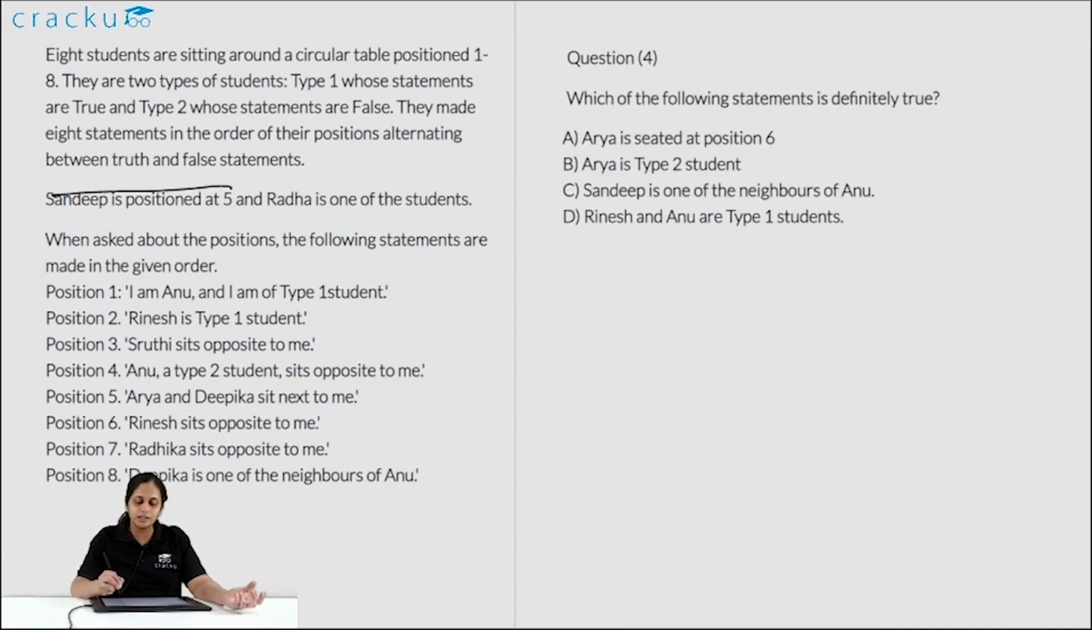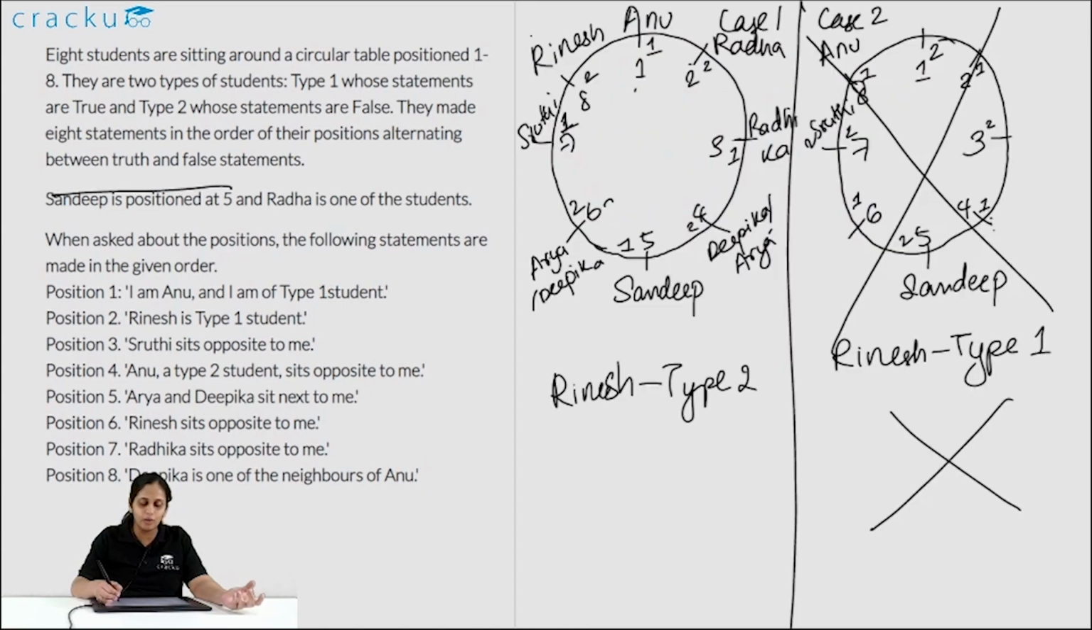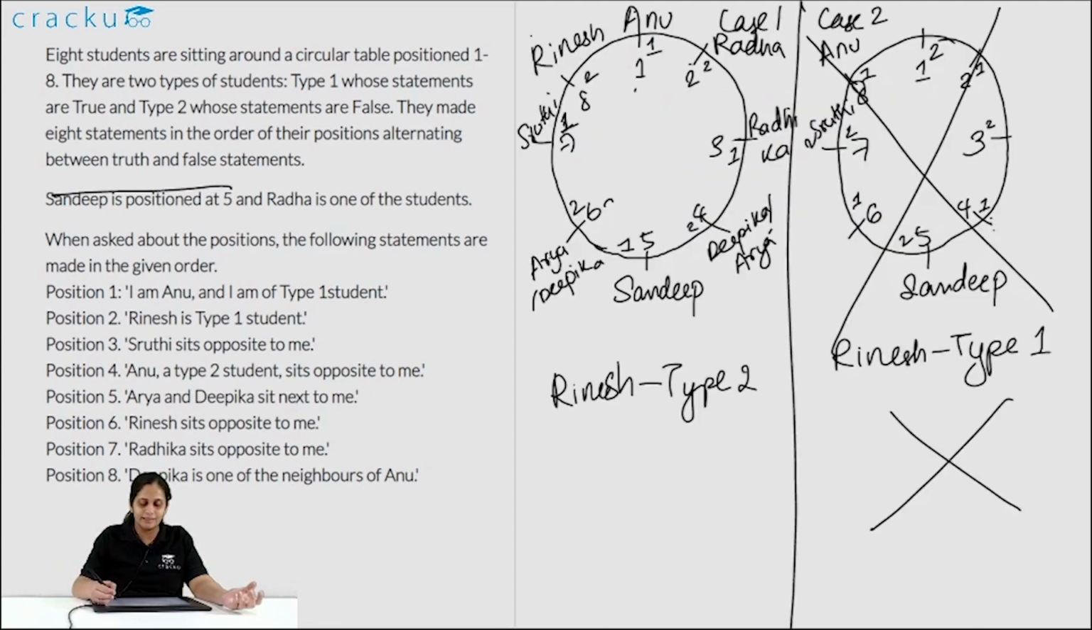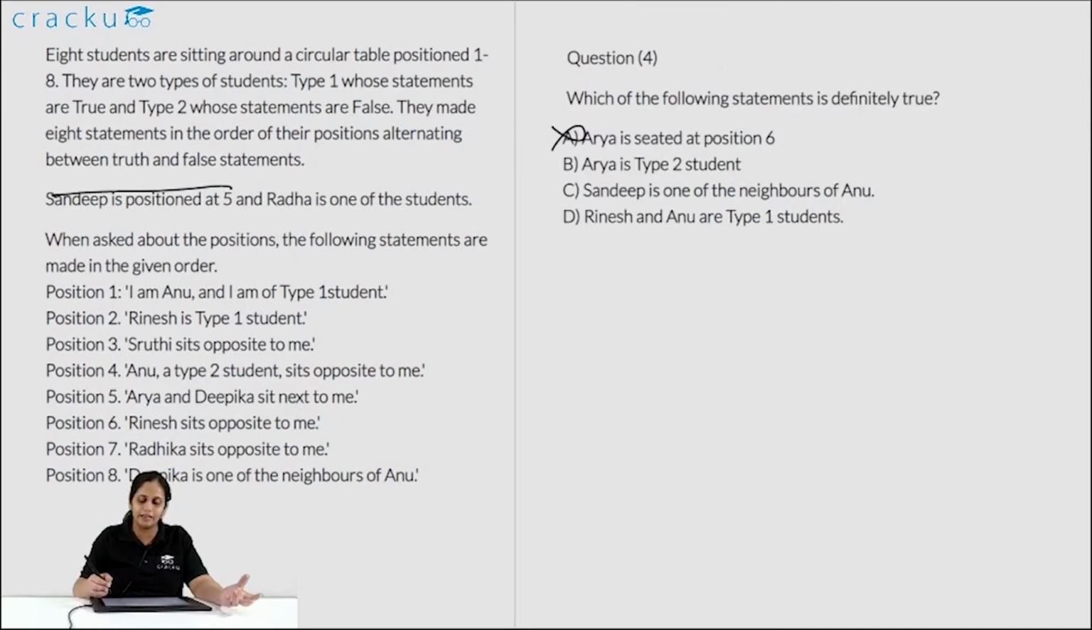Now the fourth question is, which of the following statements is definitely true? The first statement is Arya is seated at position 6. We don't know whether she is at position 6 or 4. So we can't say it is definitely true. Arya is a type 2 student. Yes, this is definitely true. Whether she is at 4 or she is at 6, she is definitely a type 2 student. So this is definitely true.